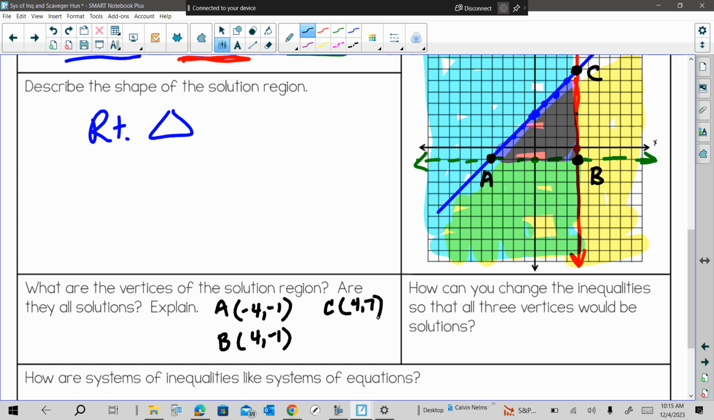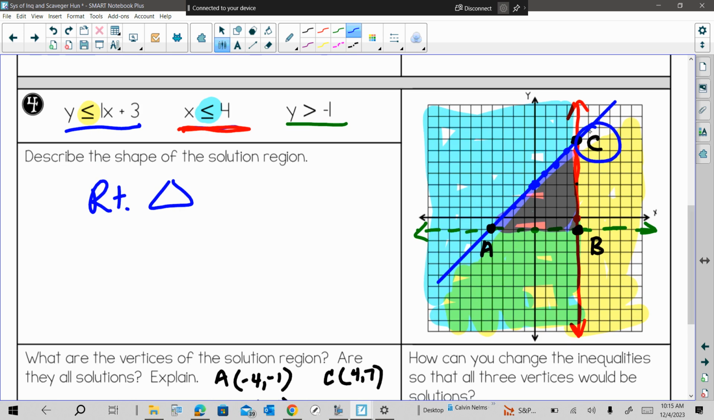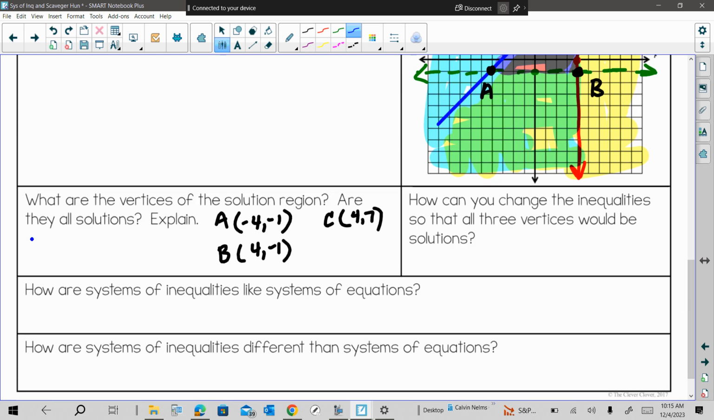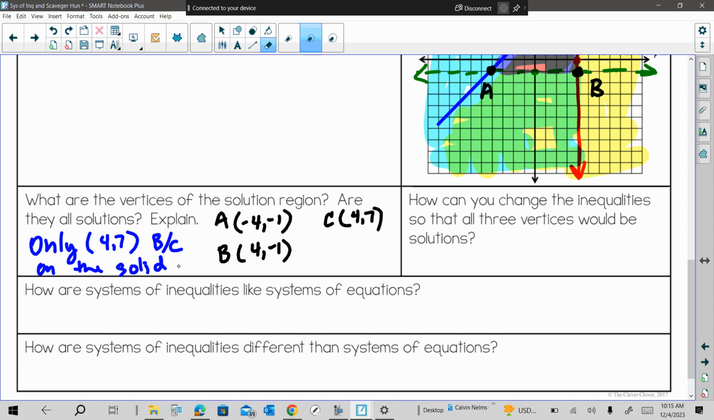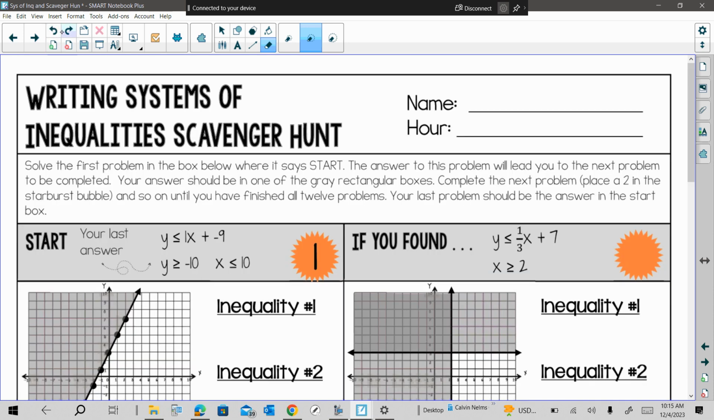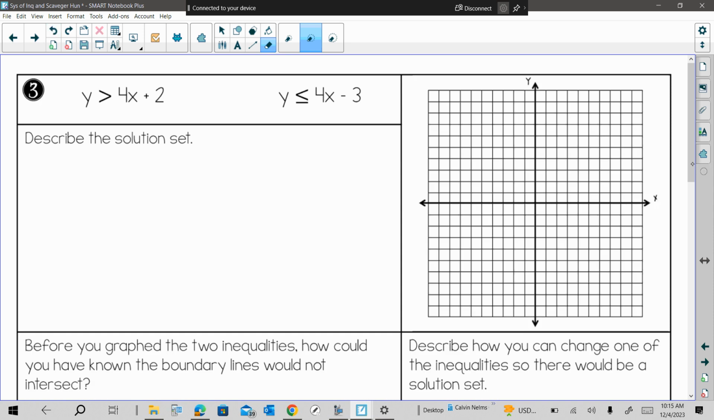It says, are these points solutions? Only one point is a solution. Yeah, only C. Why is only C a solution? It's on a solid line. Yeah. The other ones are dealing with the dashed line. Okay. So are these solutions? Only C. Only 4, 7. I'm going to just abbreviate: on the solid line. I spelled that wrong. Solid line. Oops, what did I do? Undo that.